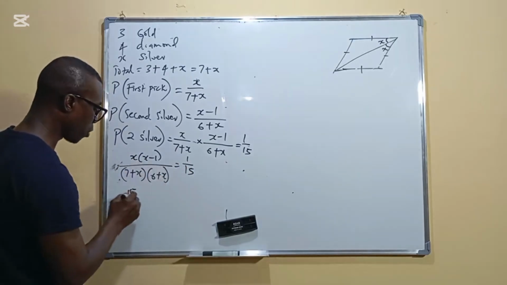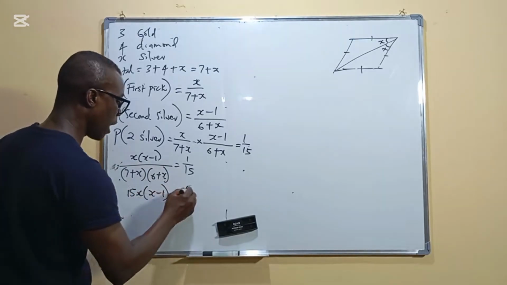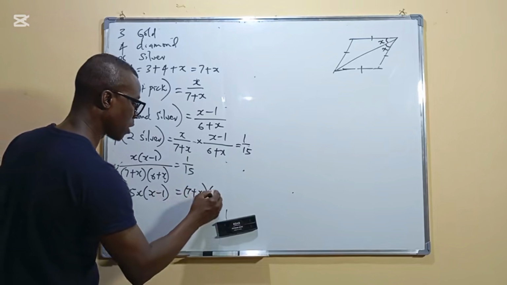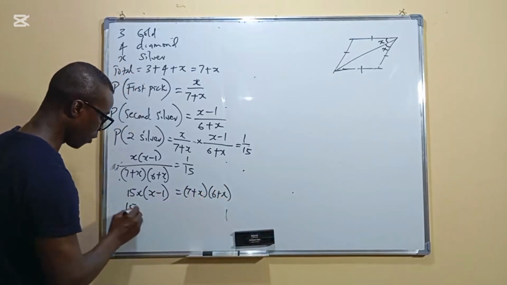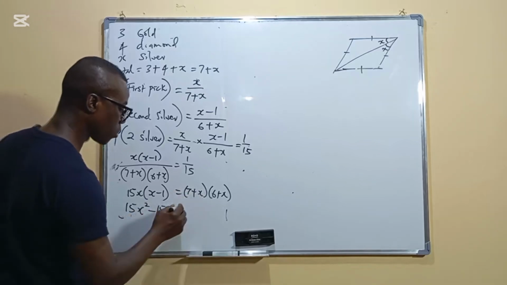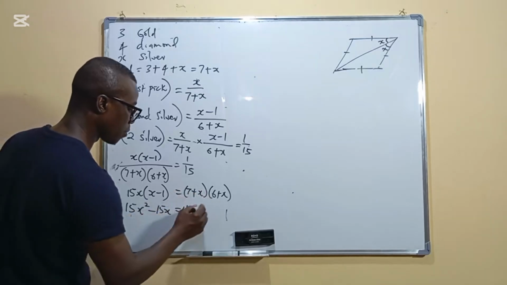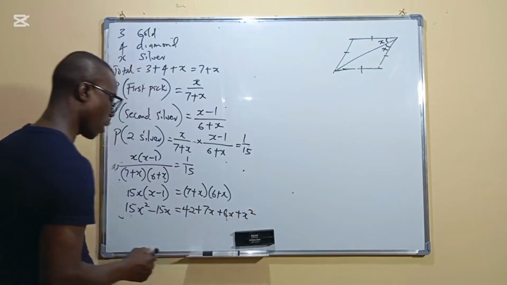When I cross multiply, I'm going to have 15x into x minus 1 equal to what I have here, 7 plus x into 6 plus x. And on opening this bracket, I'm going to have 15x squared minus 15x equal to, this will give me 42 plus 7x plus 6x plus x squared.